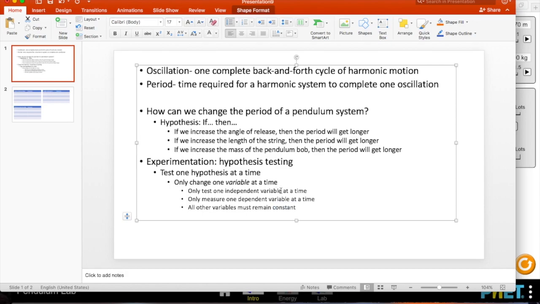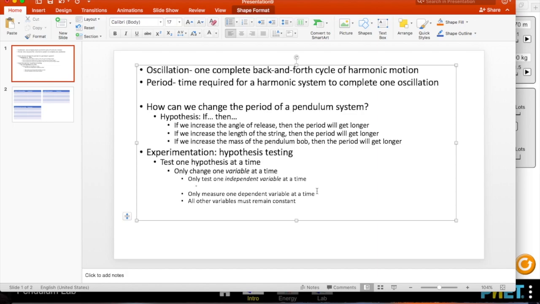So let's talk about these phrases I've just thrown out there. Independent variable, those are the variables that the experimenter changes. So what are we choosing to change? The angle of release, there's an independent variable. The length of the string, there's an independent variable. And the mass of the pendulum bob, those are our independent variables.